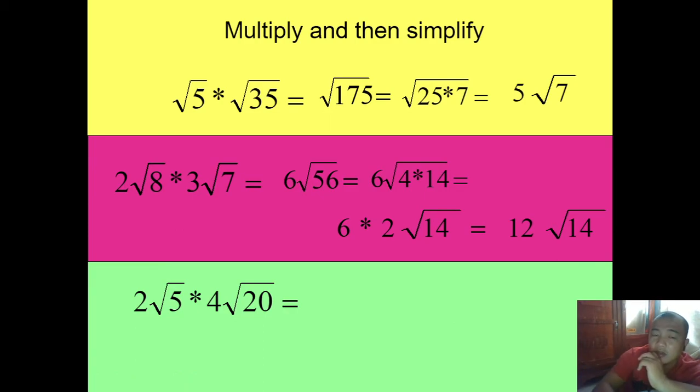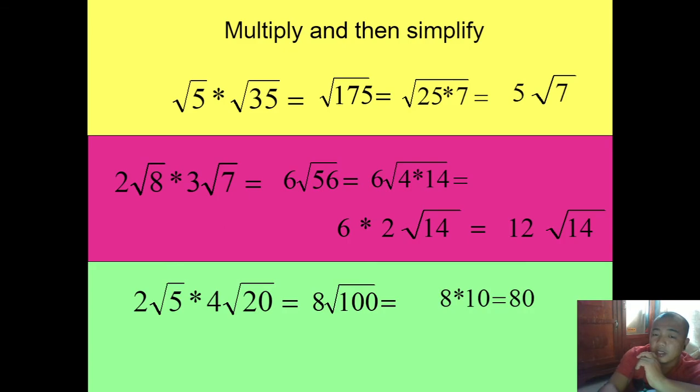Okay, 80. Or you can multiply, ano, 8 times square root of 100. Oh, pwede rin yun. 8 square root of 100. But square root of 100 is 10. So 10 times 8 is 80. 80 is the answer. No, 80 for number 3. 8 times 10 because square root of 100 is 10.